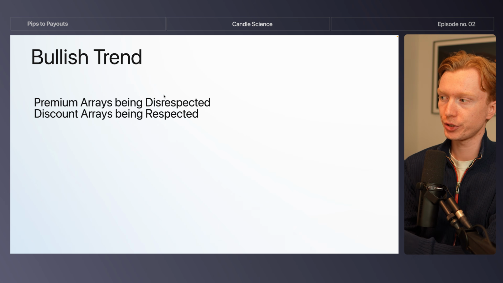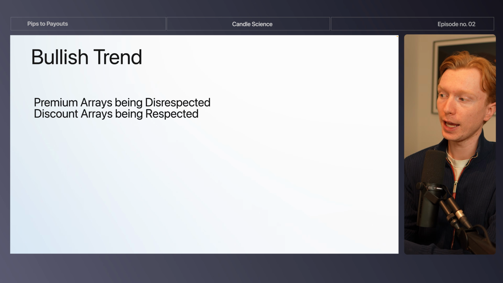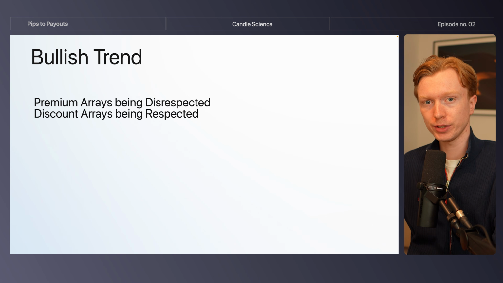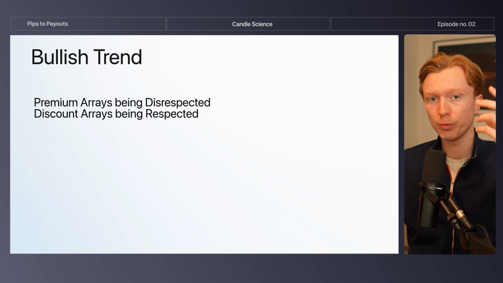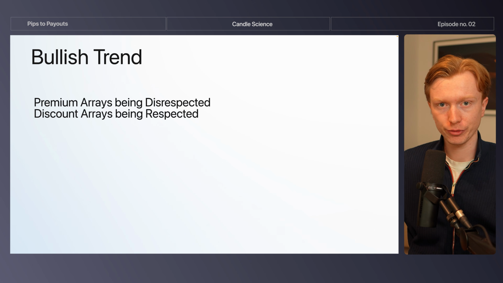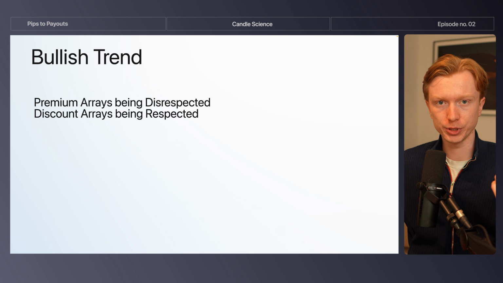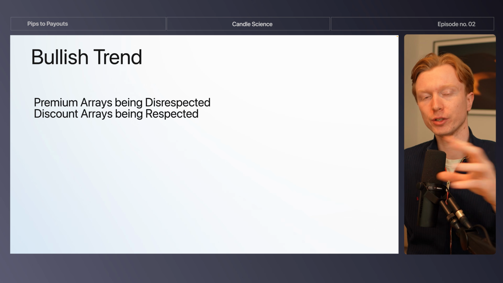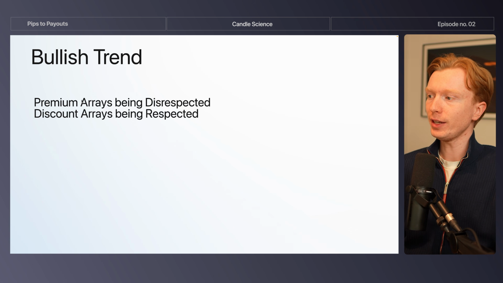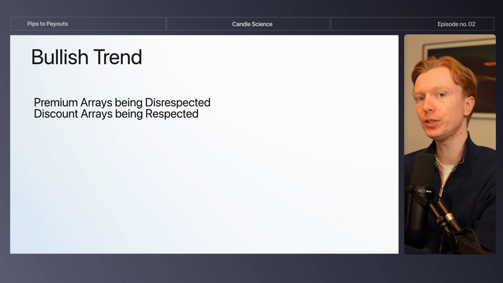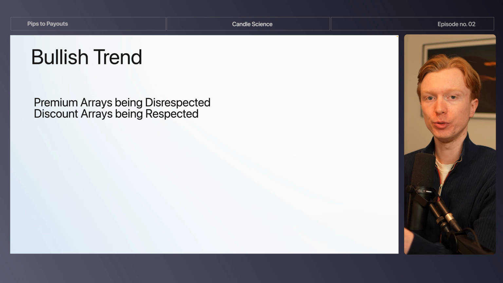So you already understand what premium arrays are and what discount arrays are, but I'll quickly repeat myself. Premium arrays are the bearish variants of PD rays. That means bearish fair value gaps, bearish fair value areas, and swing highs. Discount arrays are the opposite: swing lows, bullish fair value gaps, and bullish fair value areas. But the thing that we are not very aware of is, what does it actually mean for premium arrays to be disrespected and for discount arrays to be respected?